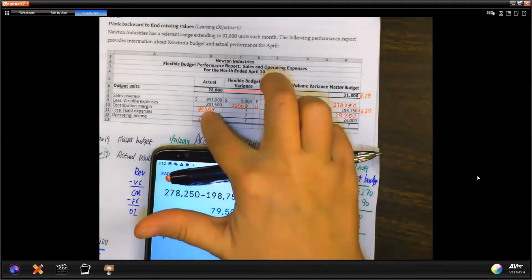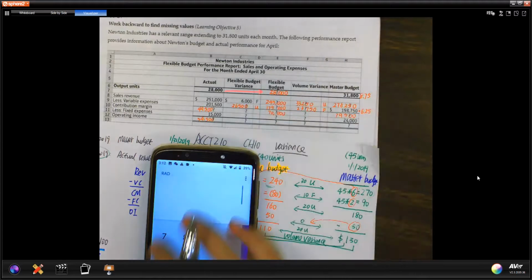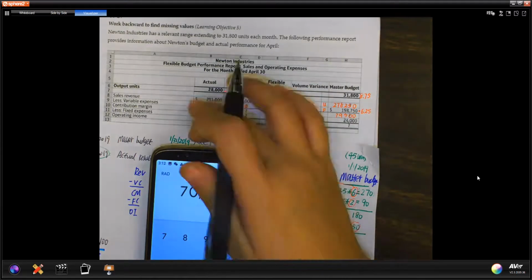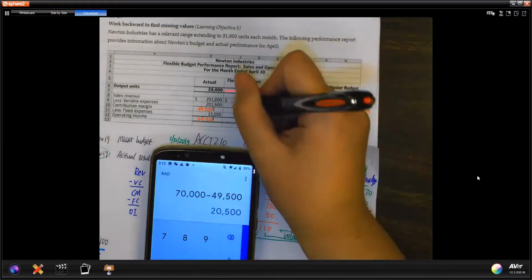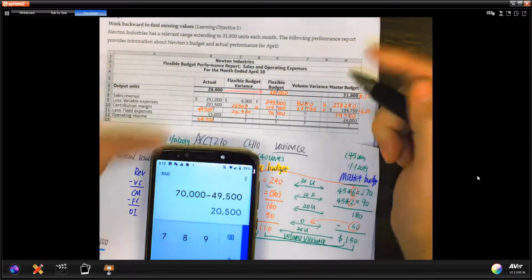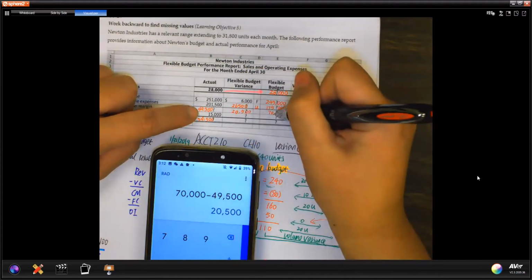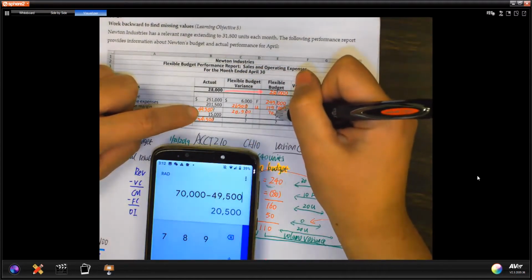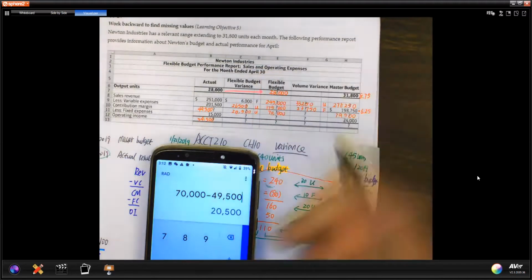Your actual contribution margin is lower than your flexible budget: 70,000 minus 49,500. So you have 20,500. Your actual contribution margin is 20,500 lower than your flexible budget, so it will be unfavorable.